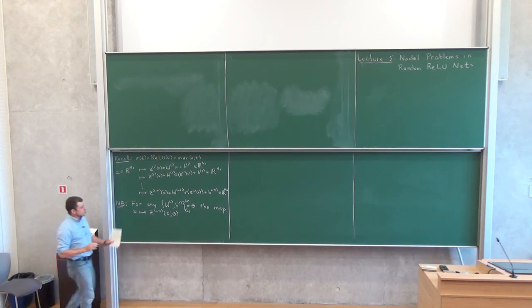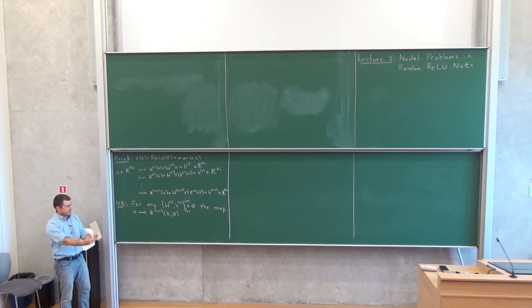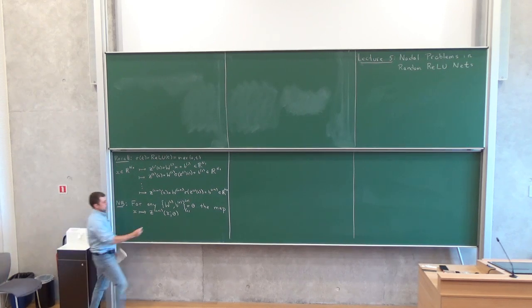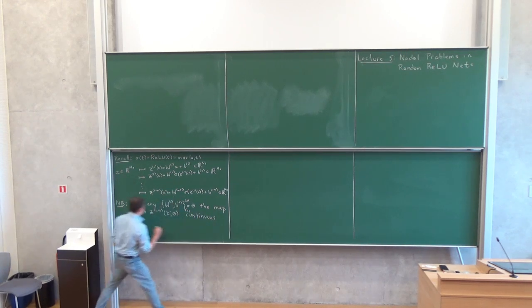Thank you. Yes. So I'm saying if you set all the weights and biases everywhere in the network and you just freeze them and you look at the map from x's to outputs, it's always continuous and piecewise linear.